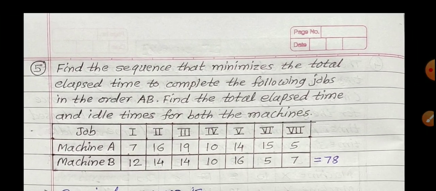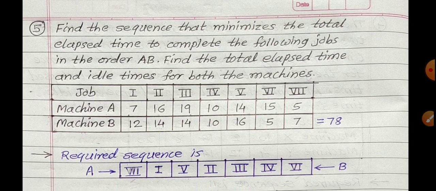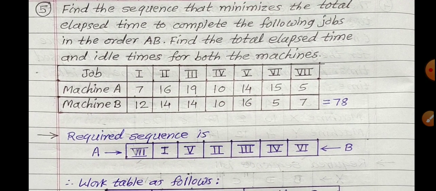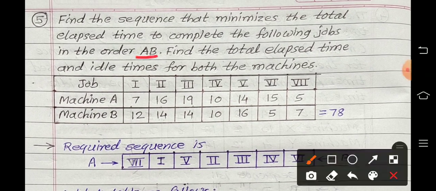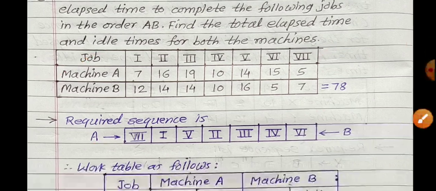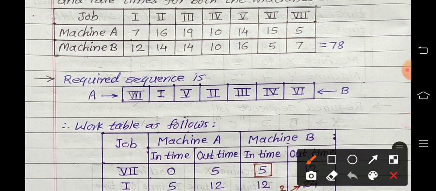Now check. Find the sequence that minimizes the total elapsed time to complete the following jobs in the order AB. Again the order AB is given. It means machine A starts from the left side, machine B starts from the right side. Clear? Find the total elapsed time and idle times for both the machines. Data is given in this table. How many jobs are given here? 7 jobs. Now check how to find out the sequence. Now the required sequence. The order is given of the jobs, A from the left side, B from the right side. Clear? This is written for your understanding.